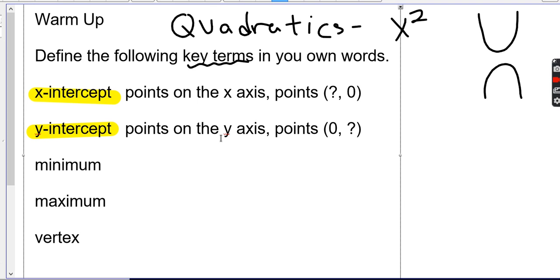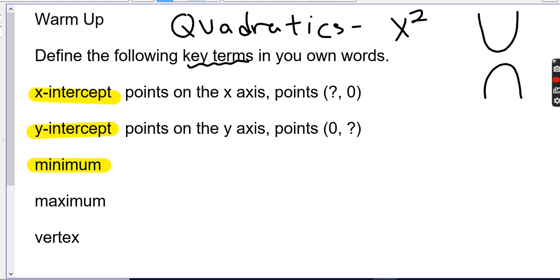Let's continue with the vocabulary. I'm not sure if that video stopped me somewhere in the middle, so I just stopped and figured I'll continue the vocabulary here. So, a minimum point. A minimum point we discussed is the lowest point.